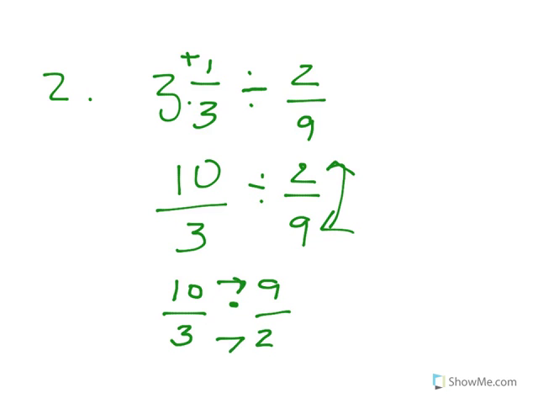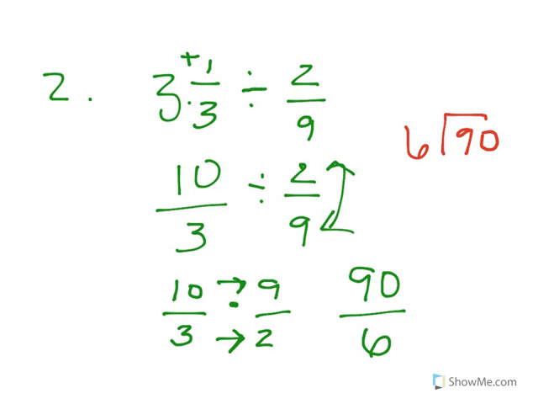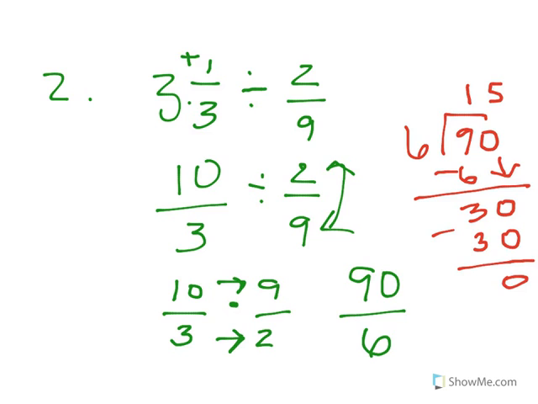Now I'm going to cross multiply. 10 times 9 is 90. 3 times 2 is 6. Again, 90 is bigger than 6. My numerator is greater than my denominator, so I have to long divide. So I have to say, how many times does 6 go into 90? Well, 6 goes into 9 one time. So I'm going to subtract, and I'm going to bring down. 6 goes into 30 5 times. Then I don't have any remainders. So my answer is 15, because I'm just getting my answer from right up here.